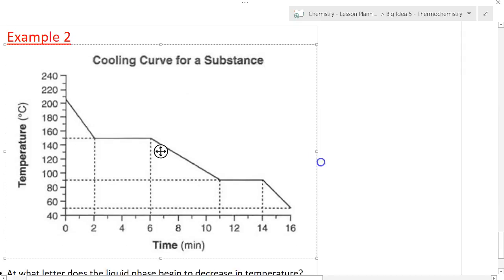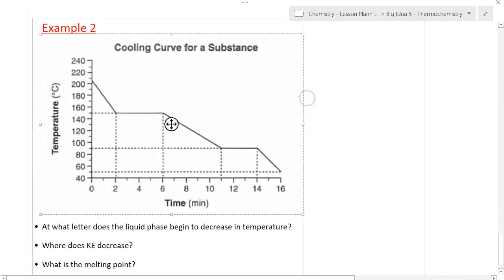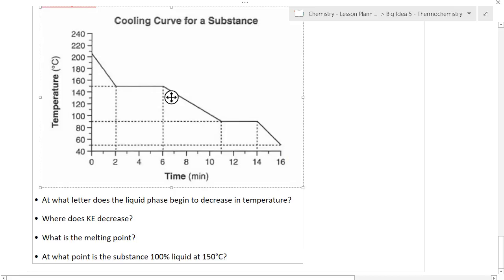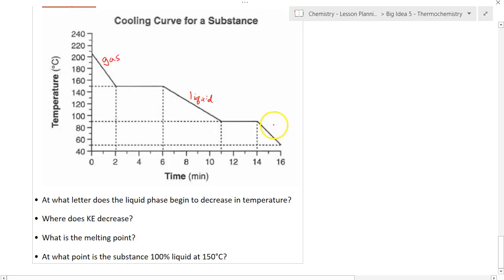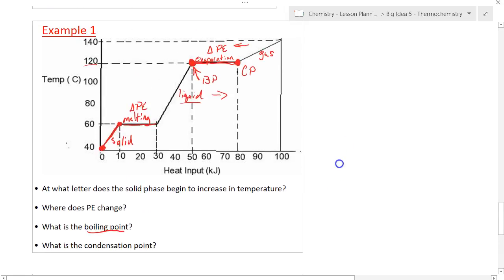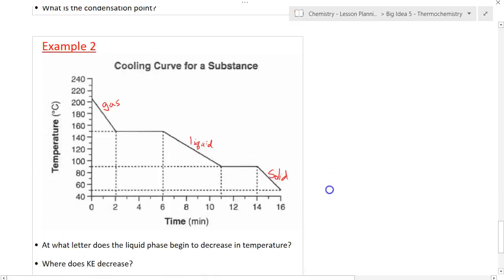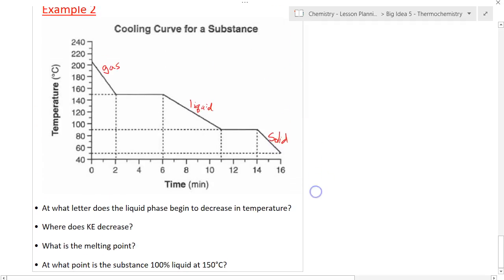For our second example, we have a cooling curve that we're going to take a look at. So it says, at what letter does the liquid phase begin to decrease in temperature? Okay, so let's first just recognize each of our different states. We have gas up here because gas has the highest temperature, liquid down here, and solid is going to be the coldest at the very bottom. So all you're really going to notice is our cooling curve is pretty much the same as our heating curve, except that it's flipped.